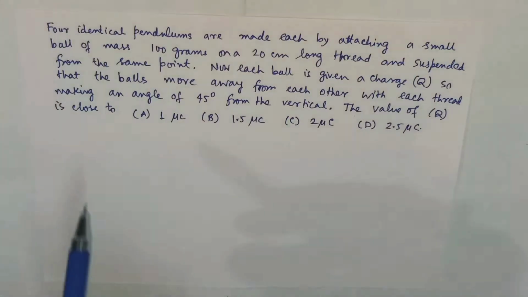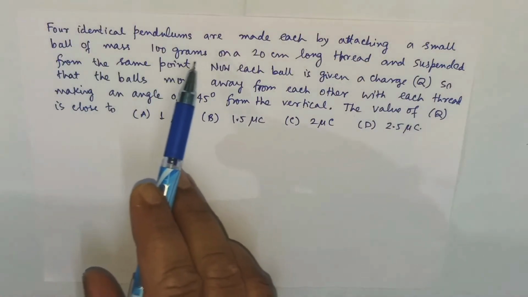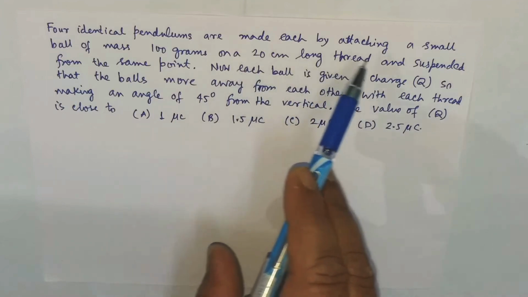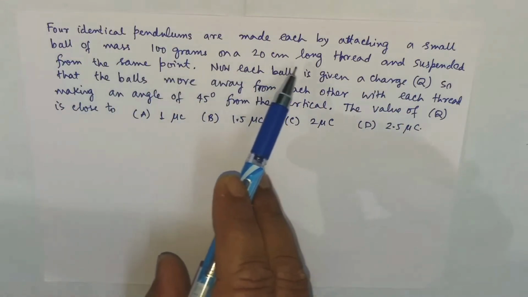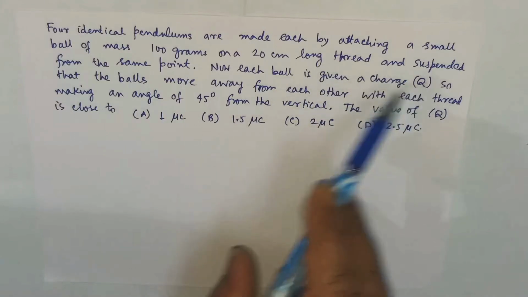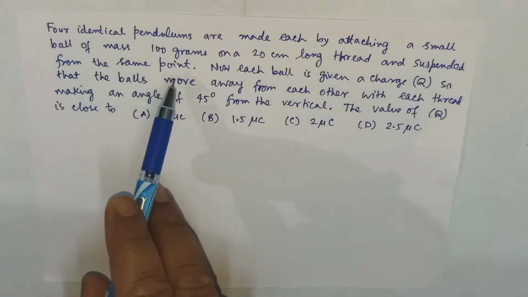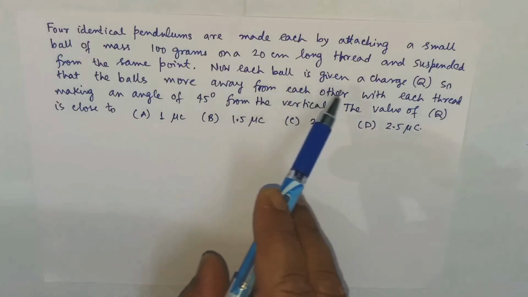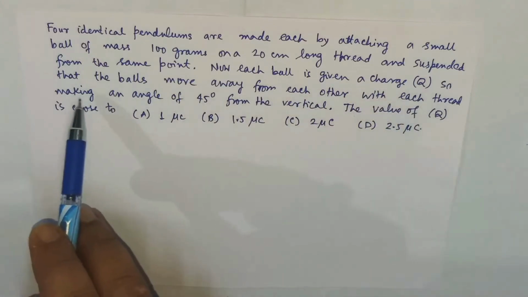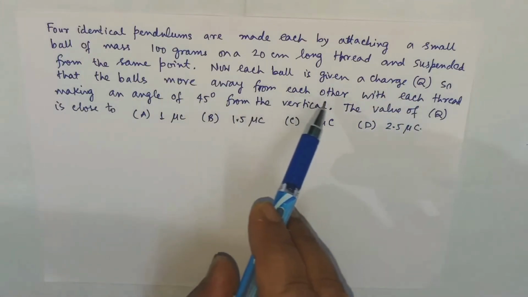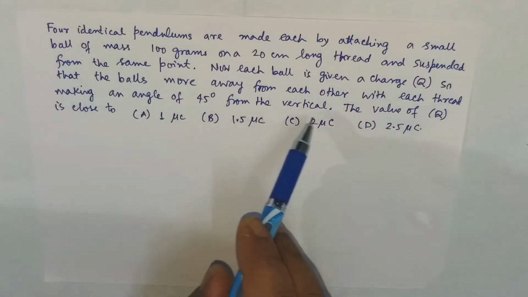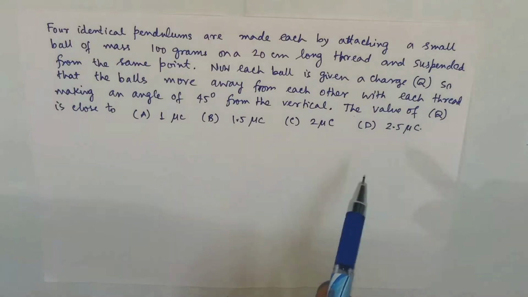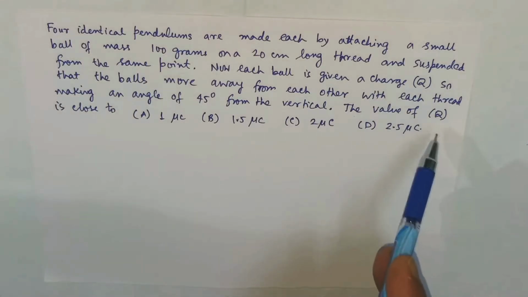In this question, it is given that four identical pendulums are made, each by attaching a small ball of mass 100 grams on a 20 centimeter long thread and suspended from the same point. Now, each ball is given a charge q so that the balls move away from each other with each thread making an angle of 45 degrees from the vertical. Then our job is to find out the charge q on each ball.